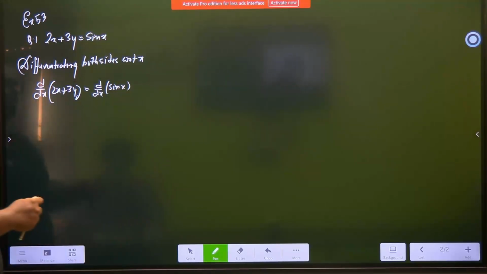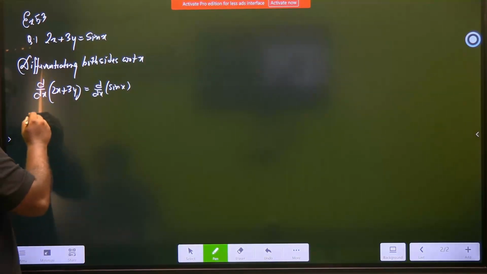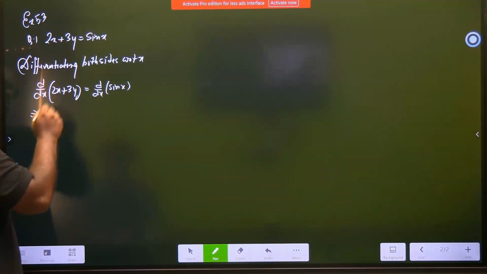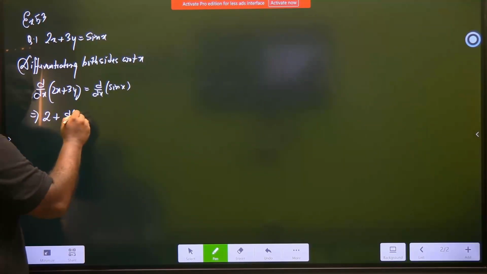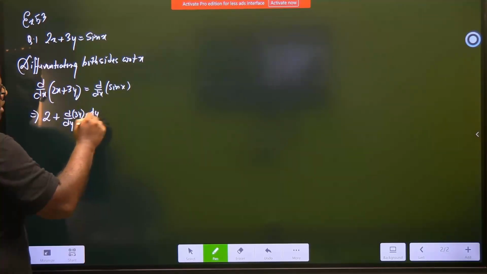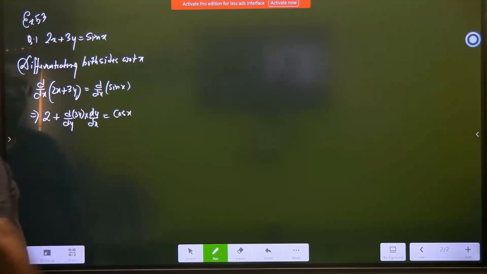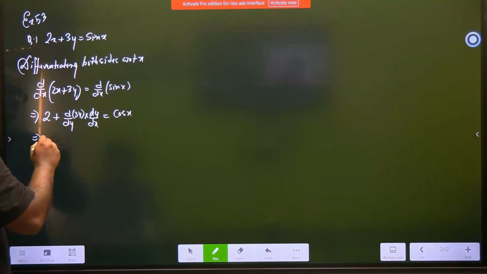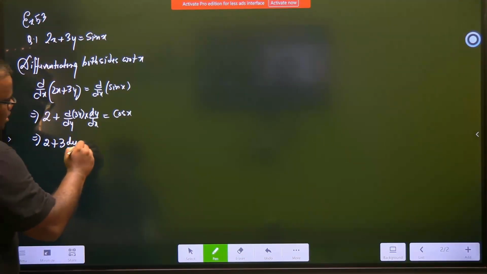Right, Neha, if you have your book, just open, keep the answer script also page ready if you have. So this becomes d/dx of 2x is 2, and this will become d/dy of 3y into dy by dx, and this is equal to cos x. So it becomes 2 plus 3 dy by dx is equal to cos x.